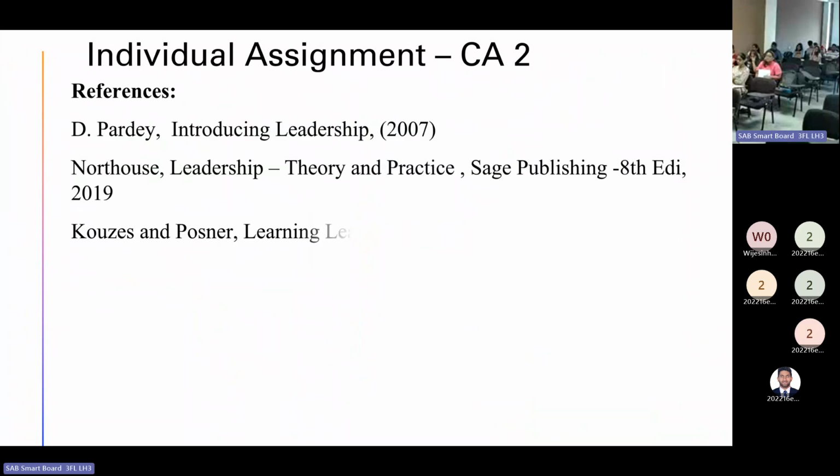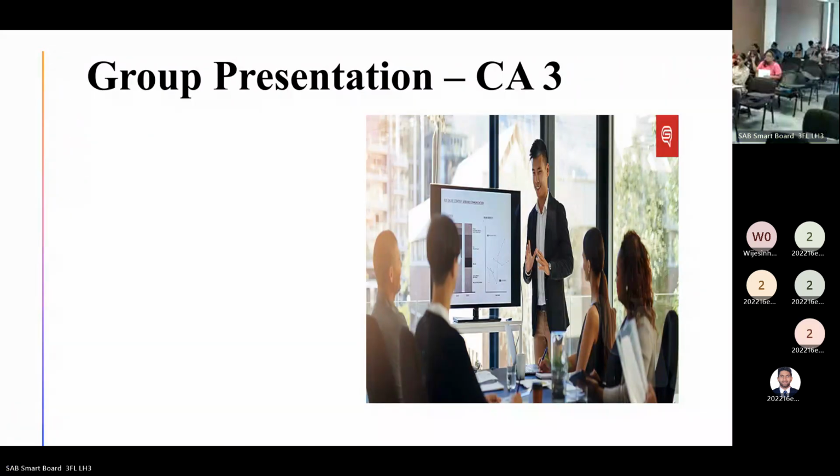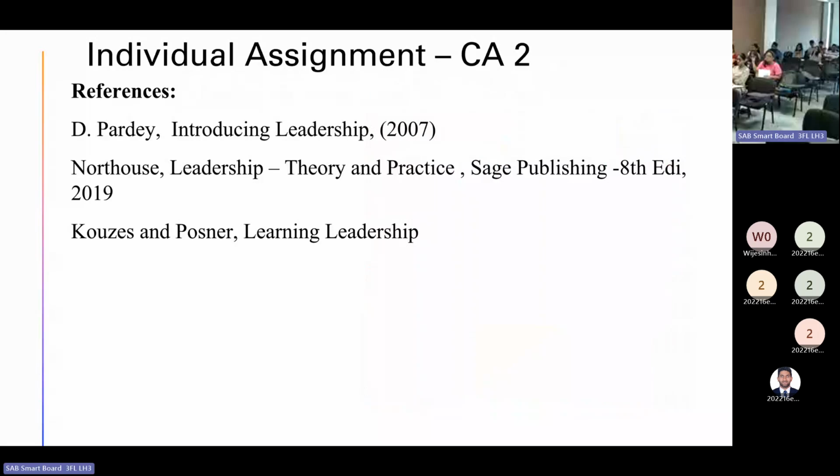So references you can give from where you got it, from the website, or from my PowerPoint, or from the book. Three books I have cited for you. You can use Introducing Leadership, this one, Closed House, and these three books, and you can have articles I'll be giving someday.